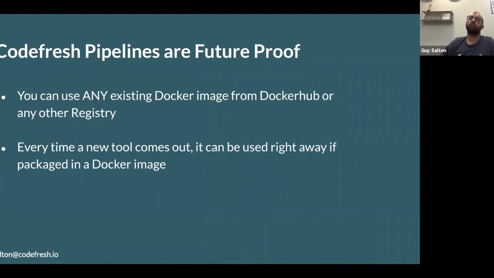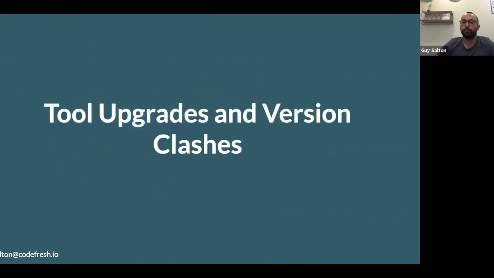So imagine that now there's a new version of Python that comes out. Immediately it will have a Docker image, and you'll be able to use it from Docker Hub or from any other registry, so any existing image. But also if a new tool comes out, it can be used right away and packaged in a Docker image. So that was adding additional tools.